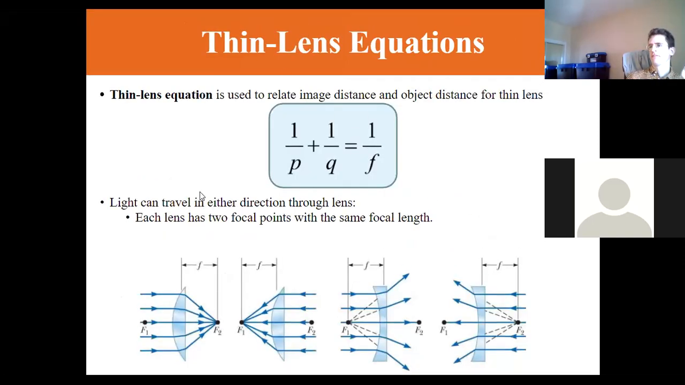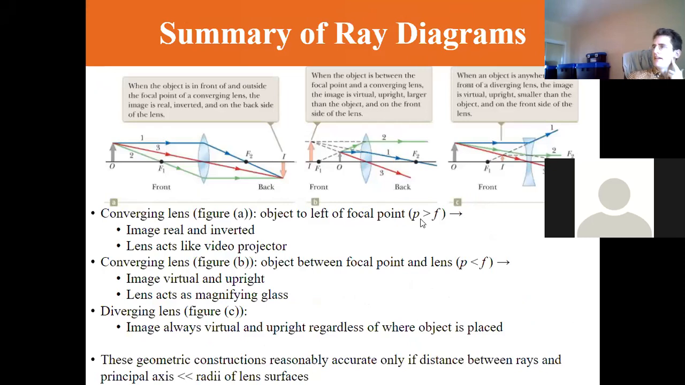So that's a formula for figuring out where the image gets made, which is the same formula for mirrors. And that's why sometimes we call this the lens and mirror formula. If you know the focal length and where the object is located, you can figure out where the image is going to be. You can also figure out where the image is going to be by drawing the beams coming out of the object towards the lens.